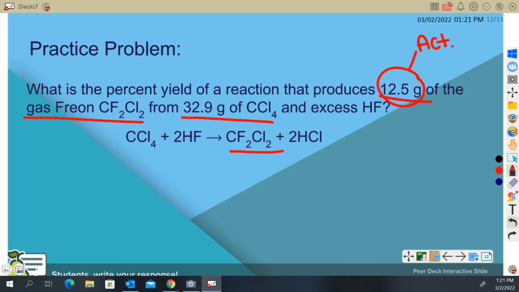Which means 32.9 grams of CCl4 is my given, and I'm going to use that to calculate the theoretical yield. So you're going to calculate your theoretical yield of Freon, CF2Cl2. This is your want for your theoretical yield equation, and this is your given, the 32.9. Calculate your theoretical yield and then solve for percent yield. I'm going to pause the video right now to give you time to do that.